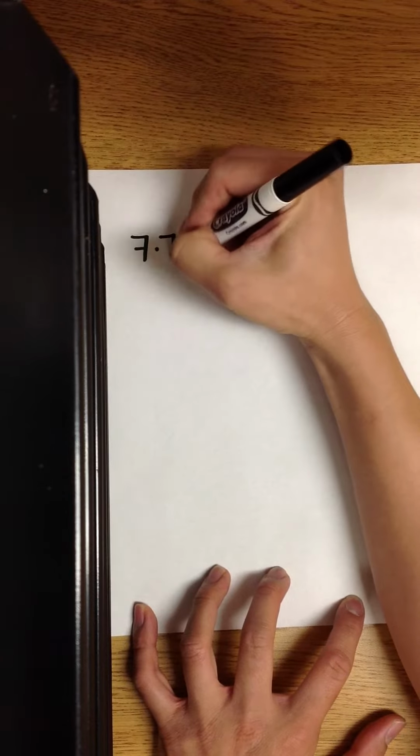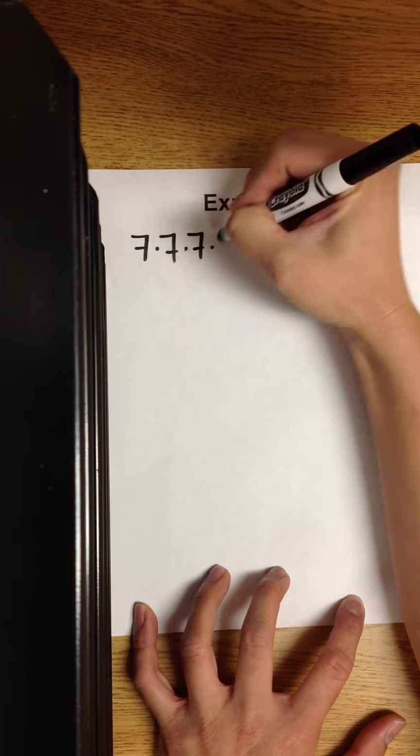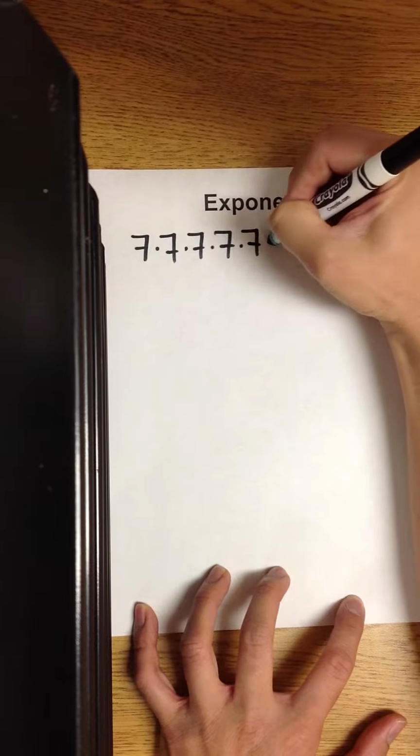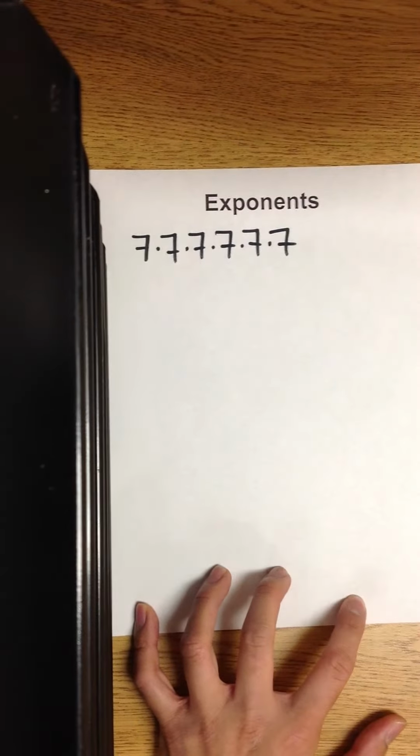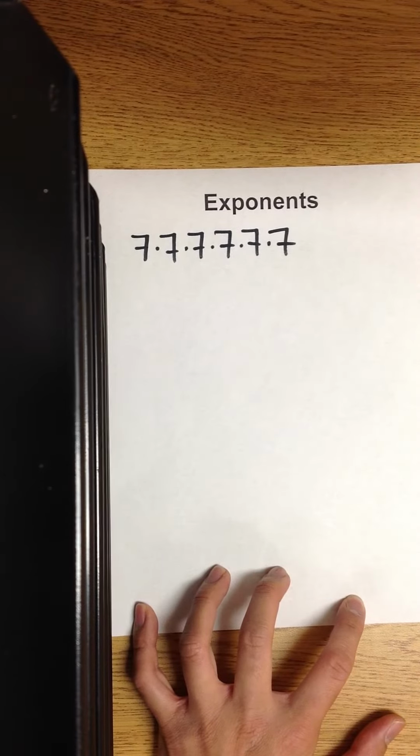Our topic for today is exponents. Exponents are repeated multiplication. For example, if you have 7 times 7 times 7 times 7 times 7 times 7, there must be a shortcut instead of writing all these 7s as different factors.